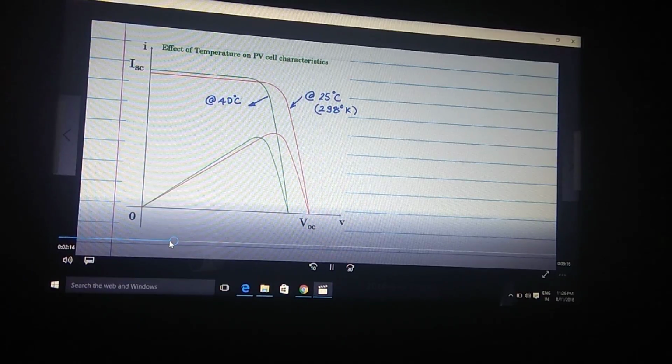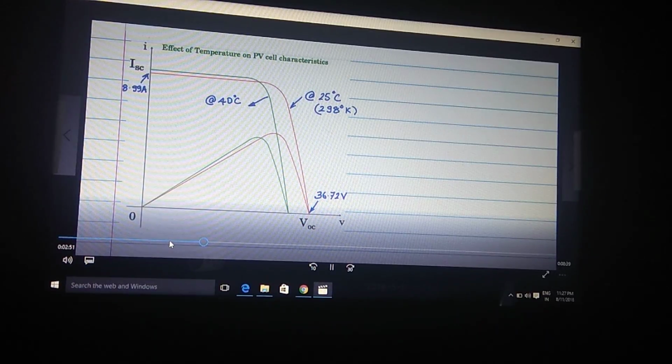Now we know from the data sheet the open circuit voltage and the short circuit current at standard temperature and insolation. VOC is given as 36.72 volts, and ISC is given as 8.99 amps, all this from the data sheet.